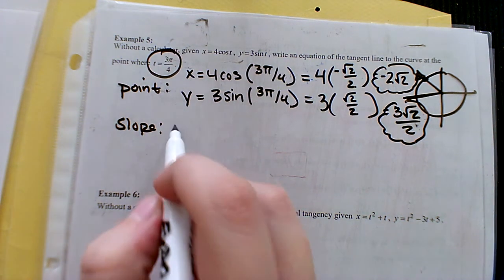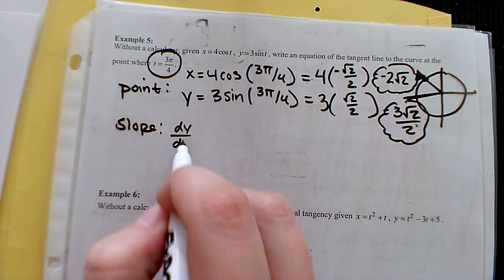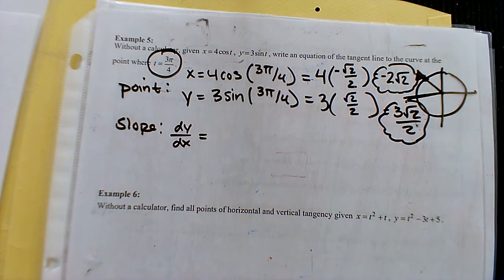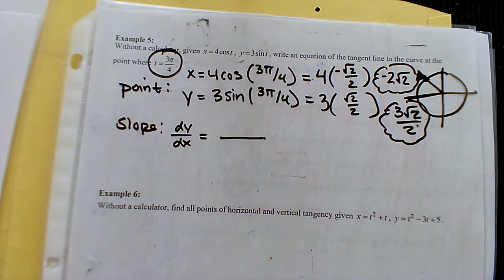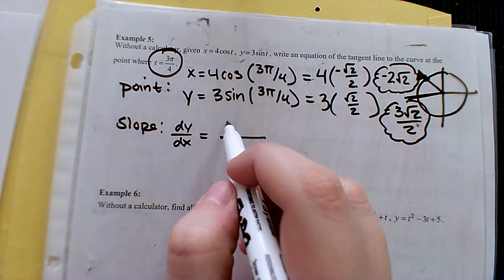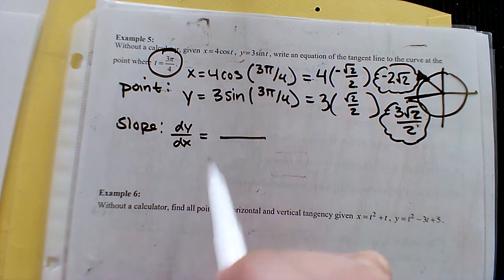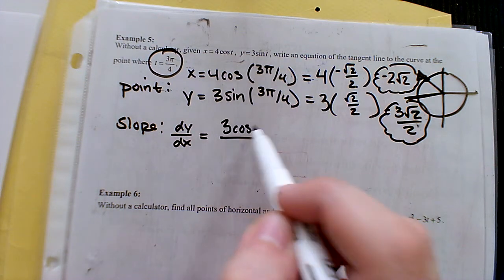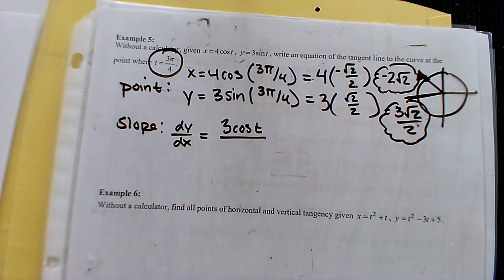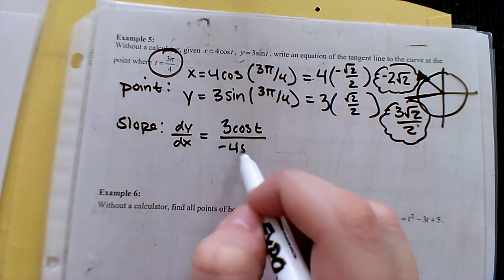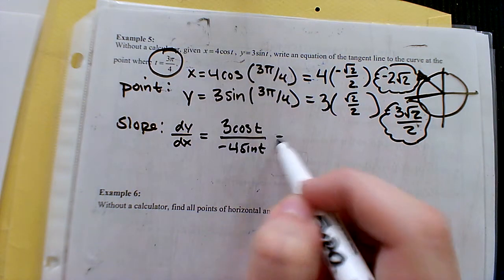Next, we've got to figure out the slope. So for the derivative, we have dy over dx. We need the derivative of the y equation divided by the derivative of the x equation. So the derivative of 3 sine would be just 3 cosine, yep. And the derivative of 4 cosine is negative 4 sine, good. All right.